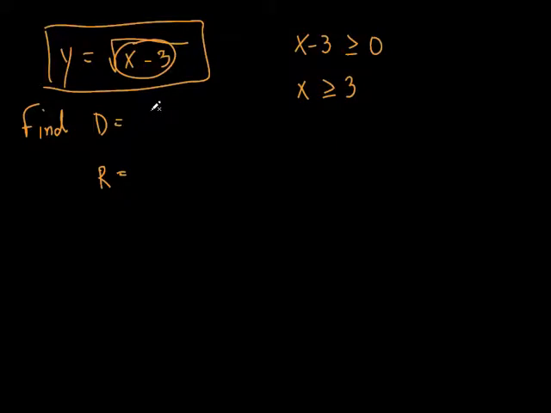How do we show that in interval notation? From where? Smallest number can be what? 3. And it's greater, so it can go all the way to infinity. Make sense? The range is the hard part on this one. Okay, what do you think the range could be?